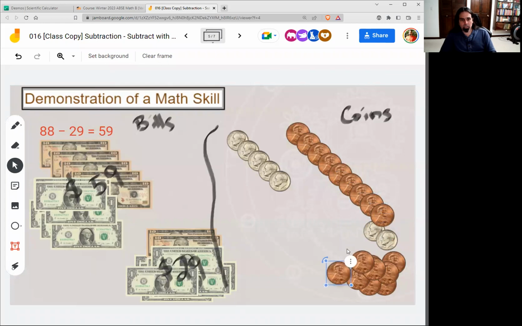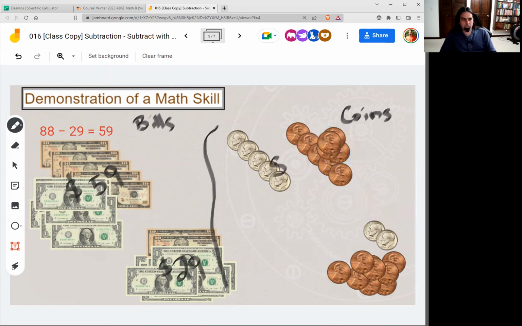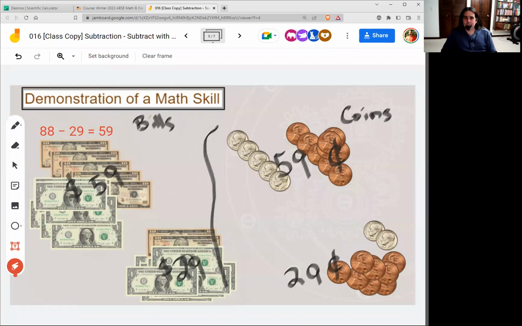We can put the one we needed over there and kind of keep the rest organized up top. So this was also 59, but now 59 cents. And this is 29 cents. Questions about that? Okay.